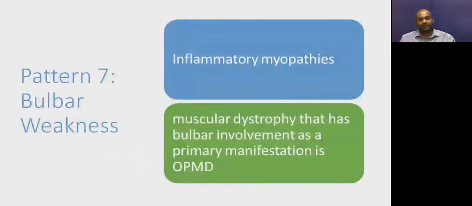The next pattern is bulbar weakness. So, muscle disorders with prominent bulbar weakness. What we see clinically is inflammatory myopathies. They of course will have a limb-girdle pattern. Along with that, they will have a prominent bulbar weakness. The muscular dystrophy which has a prominent bulbar weakness is oculopharyngeal muscular dystrophy.